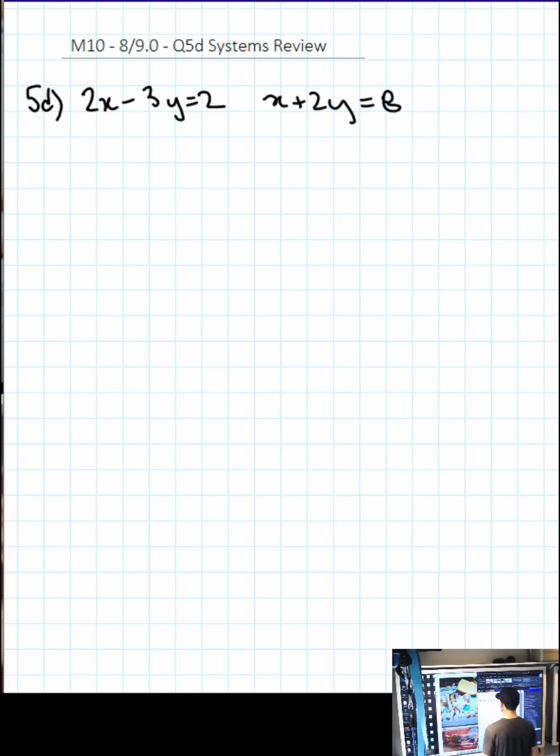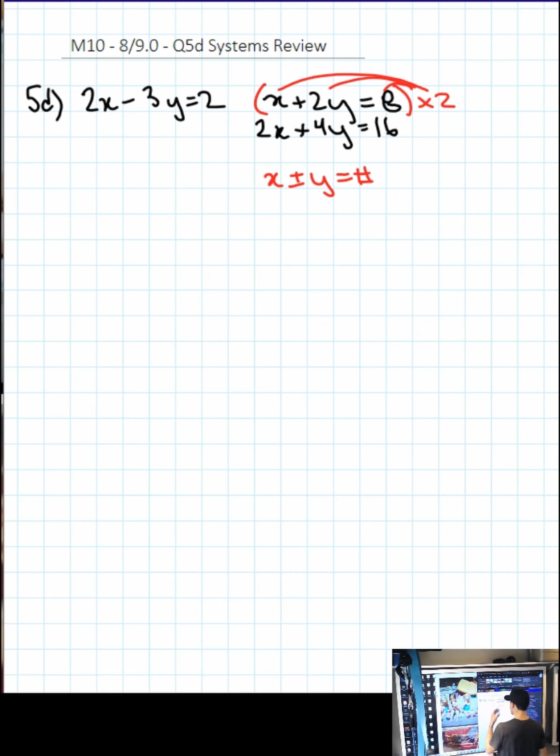On the equation on the left, we have 2x. We want to get the same coefficient on the equation on the right, so we're going to have to times the equation by 2, all three terms. When we distribute that 2 backwards, you get 2x plus 4y equals 16. Notice the terms are all lined up in the form x plus or minus y equals number. As long as they're lined up in the same order, it doesn't always have to be the same order, they just have to be in the same order.